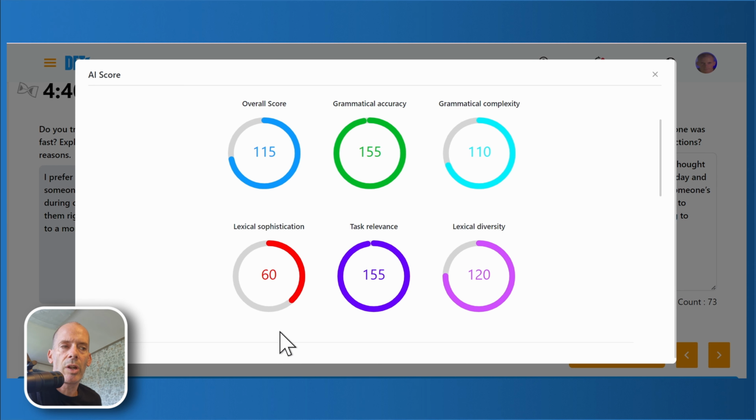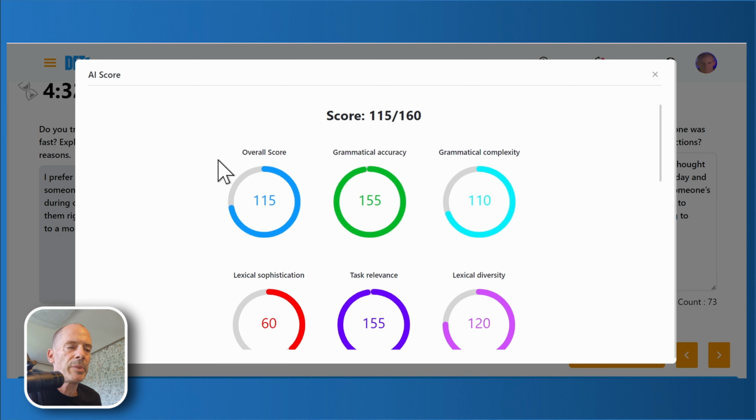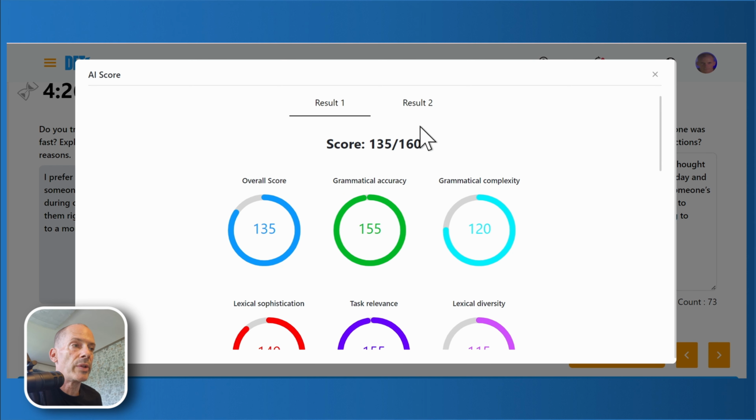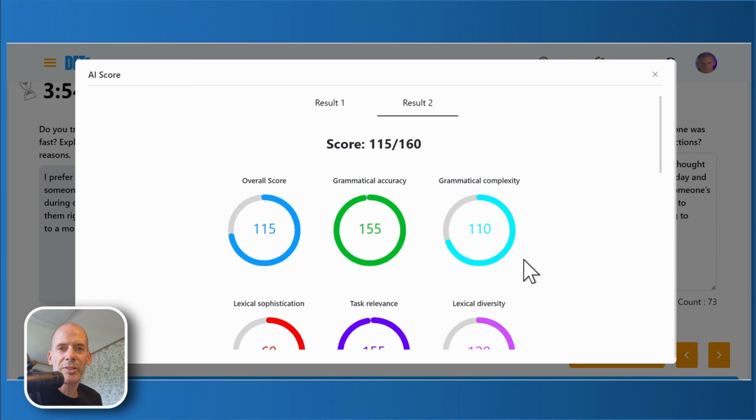We still didn't change our lexical sophistication. It wasn't great with that. That means we didn't use enough fancy words. But focusing and changing task relevance, you can see we jumped up dramatically to a 115. So our score on both is a 135 and a 115. So this is why you can see how task relevance is so critical to the overall score.